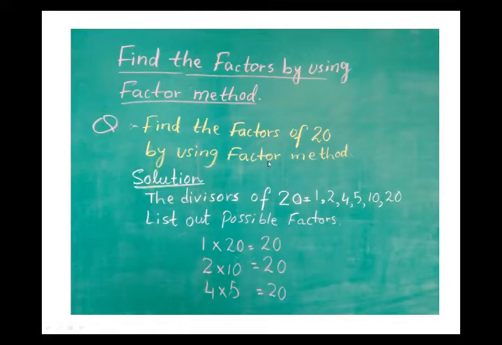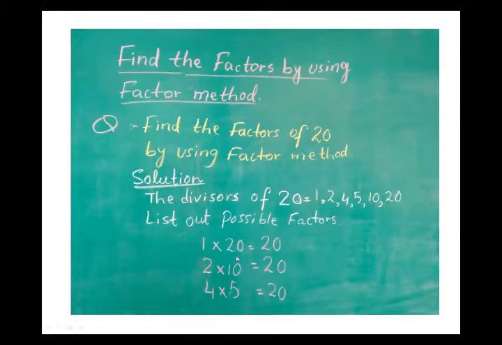Before using the factor method, we just list out the divisors of 20. The divisors of 20 are 1, 2, 4, 5, 10, and 20. These are all the divisors of 20. By using these divisors, we list out some factors. Here are some possible factors: 1 into 20, which makes 20, 2 into 10, which makes 20, and 4 into 5, which makes 20.